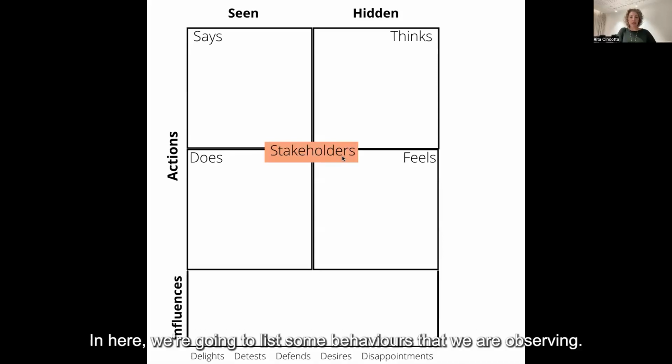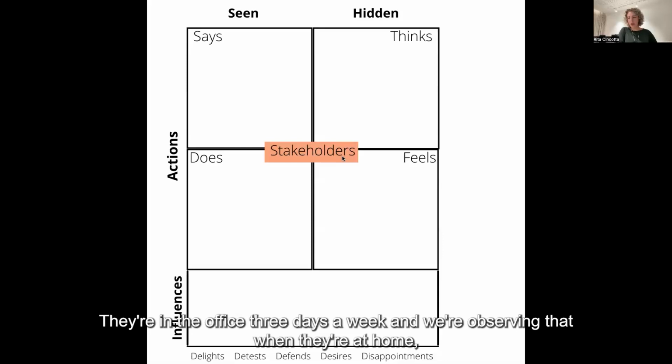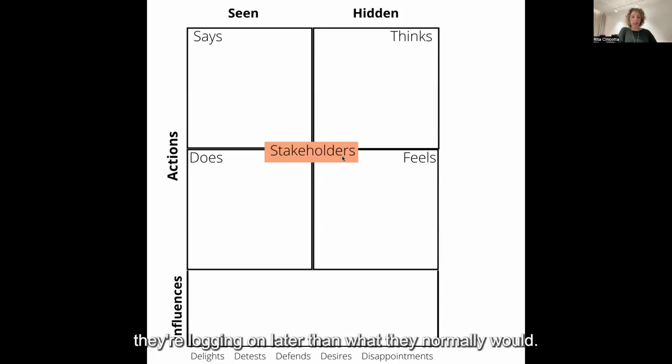In here, we're going to list some behaviours that we are observing. We're observing that they're logging on later and later. They're working from home a couple of days a week and in the office 3 days a week, and when they're at home, they're logging on later than what they normally would. As a result, they're missing the team huddle.